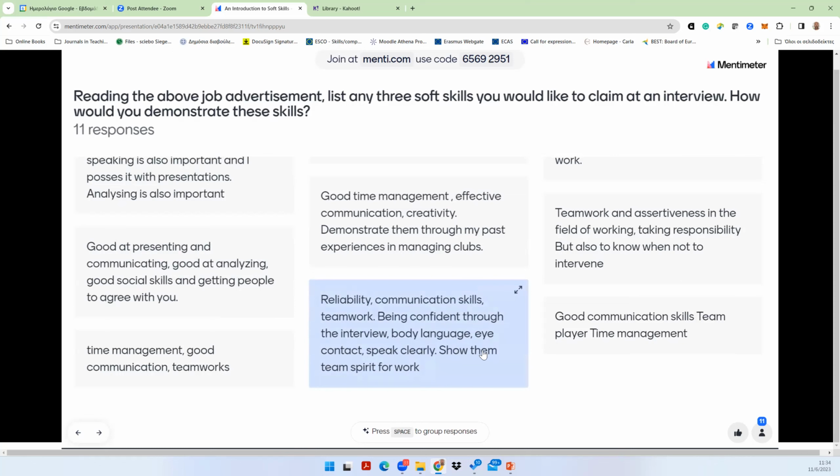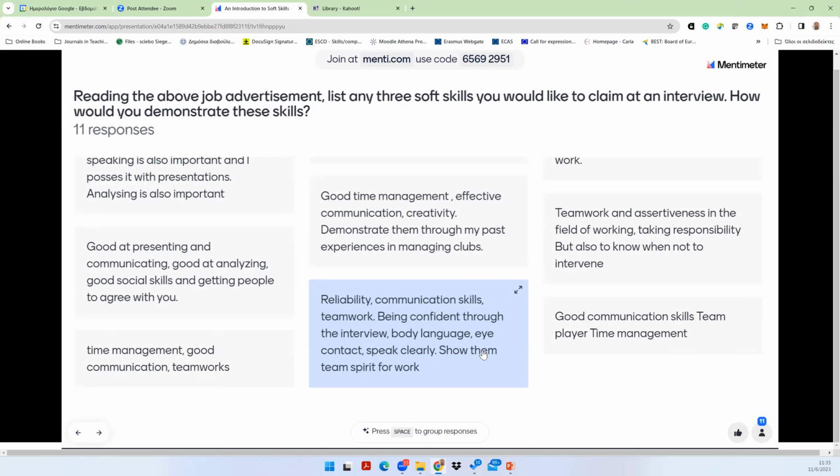Reliability, communication skills, teamwork, being confident. This is a very good point. How do you demonstrate confidence through the interview? The person who wrote this, this is very important. I can provide you some tips, but how do you show your confidence? How do you develop your confidence through an interview? I'm going to wait. Hello. Thank you. Your name, please. My name is Michaela. Hi, Michaela.